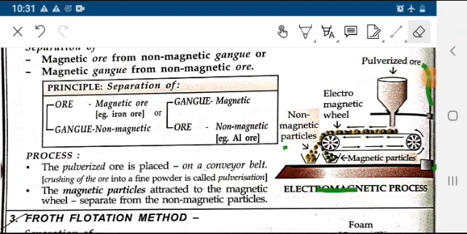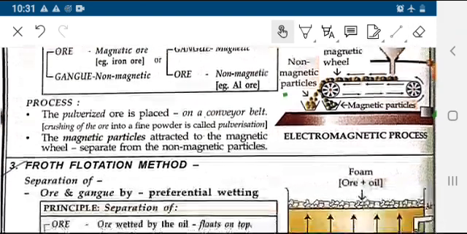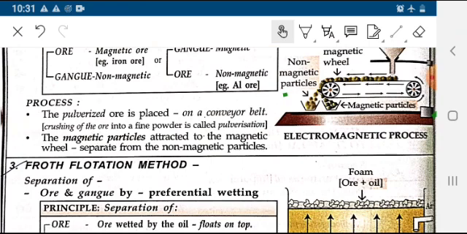This is generally applied for those ores which have magnetic properties. So the pulverized ore is placed on a conveyor belt. Crushing of the ore into a fine powder is called pulverization. The magnetic particles attracted to the magnetic wheel separate from the non-magnetic particles.